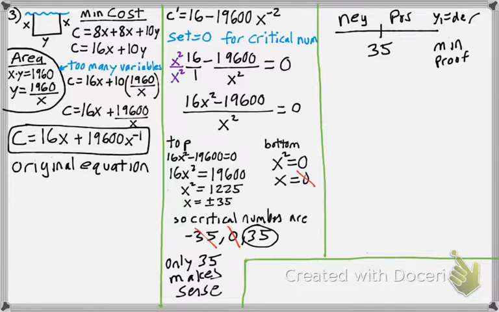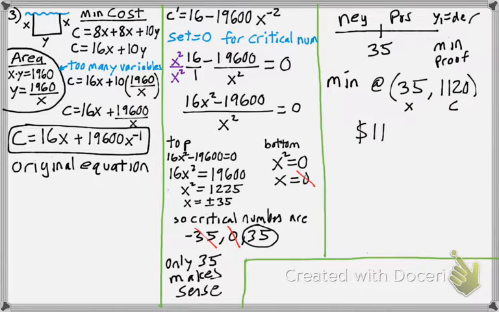So my minimum is at 35, which is my x value. If you plug that back into the original equation, you can get what C is, which is 1,120. The actual question is asking to find the least expensive cost for the entire fence, so they want just the cost. So 1,120 is the least expensive cost.